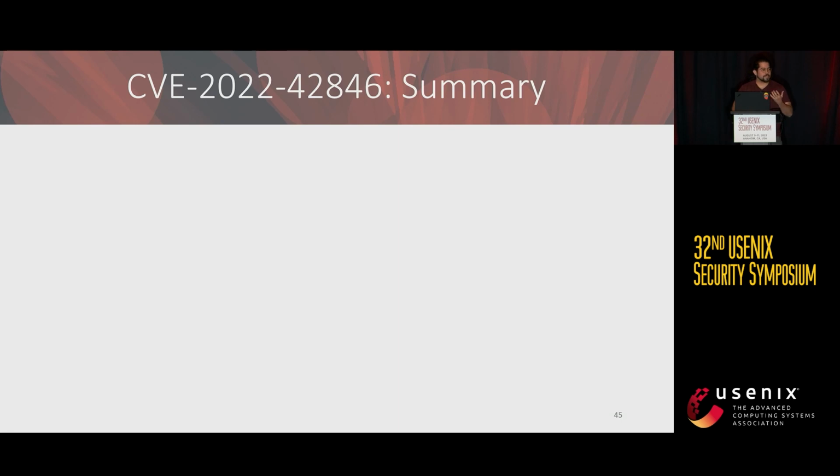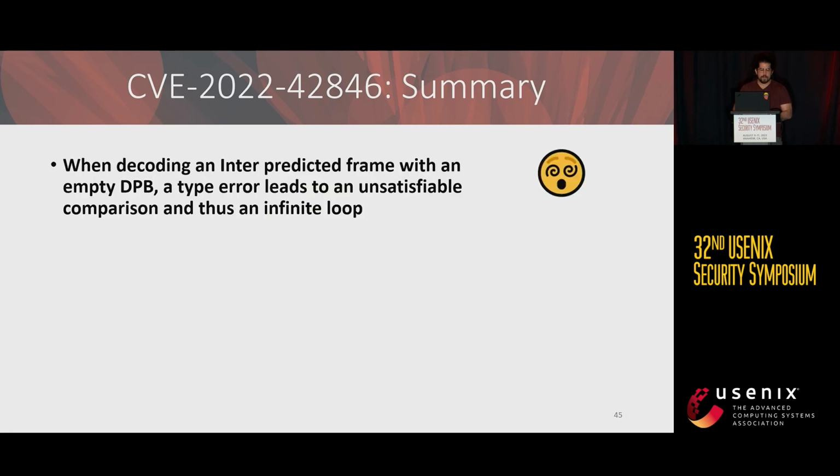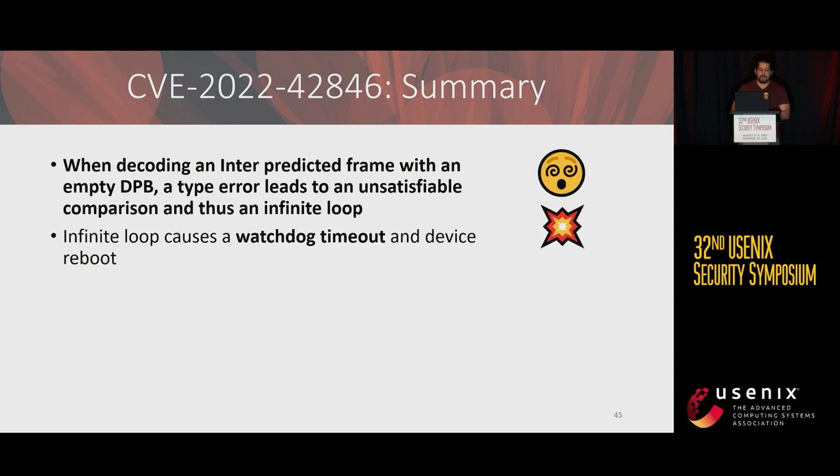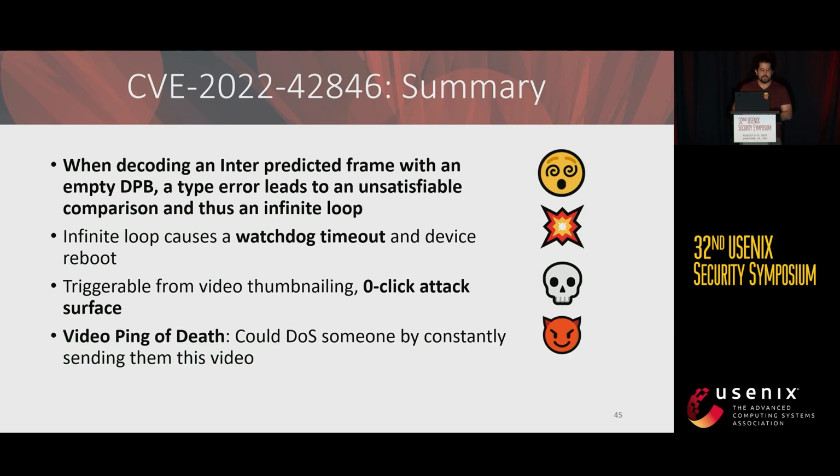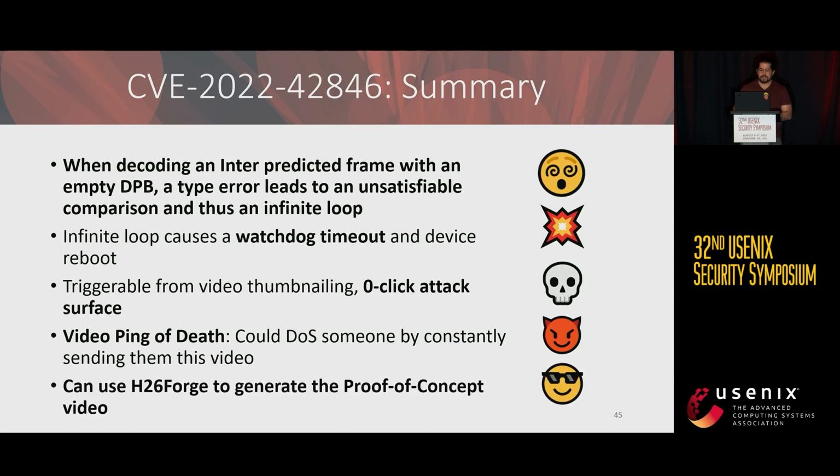So to summarize this vulnerability, what we've seen: when decoding an inter-predicted frame with an empty DPB, a type error leads to an unsatisfiable comparison and thus an infinite loop. This infinite loop causes a watchdog timeout and the device to reboot. This is triggerable from video thumbnailing, which is a zero-click attack surface, and you can imagine you could create something like a video ping of death, where you DoS someone by constantly sending them this video. And we can use H.264 forge to generate the proof of concept.